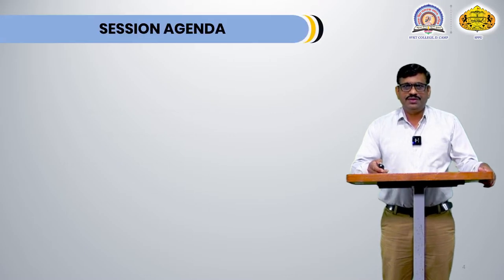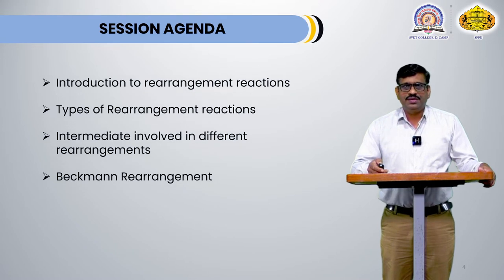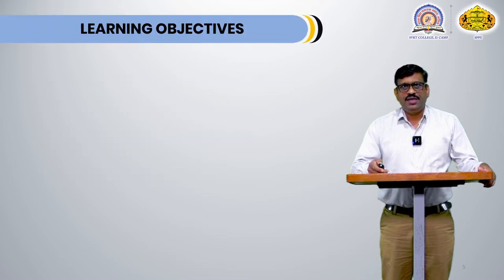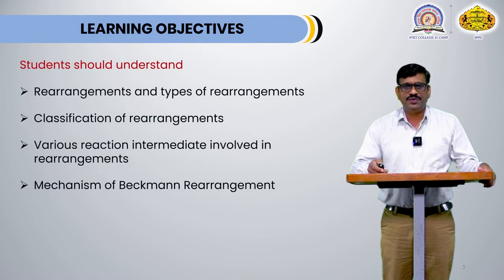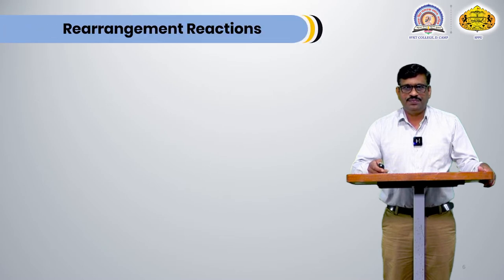Today, we are going to see what is rearrangement, different types of rearrangement, and different intermediates that are involved in rearrangement reactions, and finally we are going to see Beckmann rearrangement. At the end of this session, students should understand what is rearrangement reaction, what are different types of rearrangements, and the classification of rearrangement reactions. They should be able to understand various reaction intermediates involved in rearrangement and the mechanism of Beckmann rearrangement.